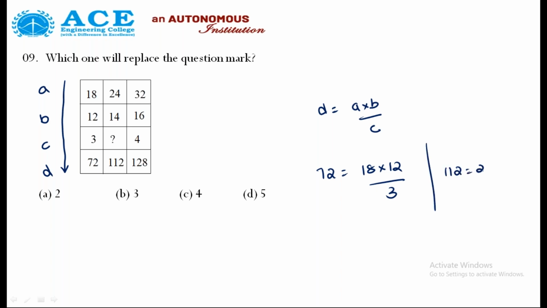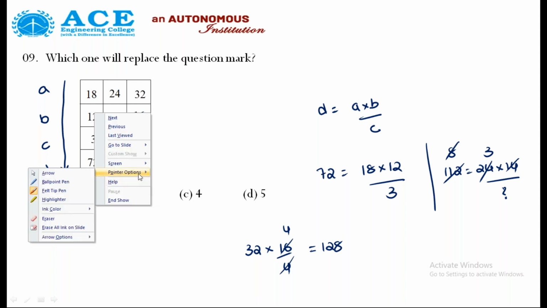112 is 24 into 14 divided by something. Divide by something. Yes, 14 8 times, 8 3 times. That's nothing but 3. In fact, you check 32 into 16 divided by 4 is nothing but 128. Okay, so we have to get 3 here. Excellent.